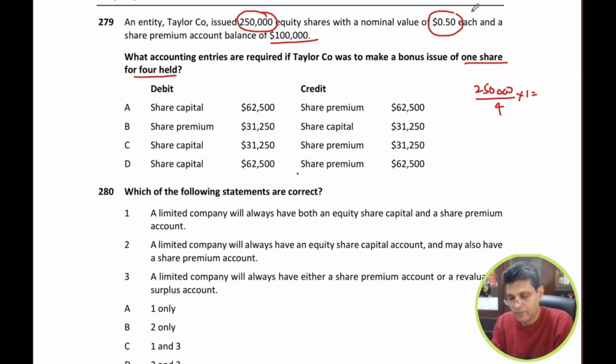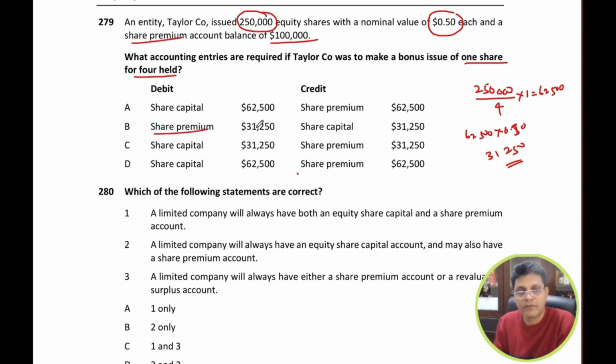So times 0.5, how much is that? 62,500 times 0.5, which is 31,250. So this is merely a transfer of reserves to equity. So therefore you need to credit share capital and you need to debit the reserve account. Now the available reserve is the share premium account. So therefore share premium account has to be debited 31,250. Share capital has to be credited. So the correct answer is part B.